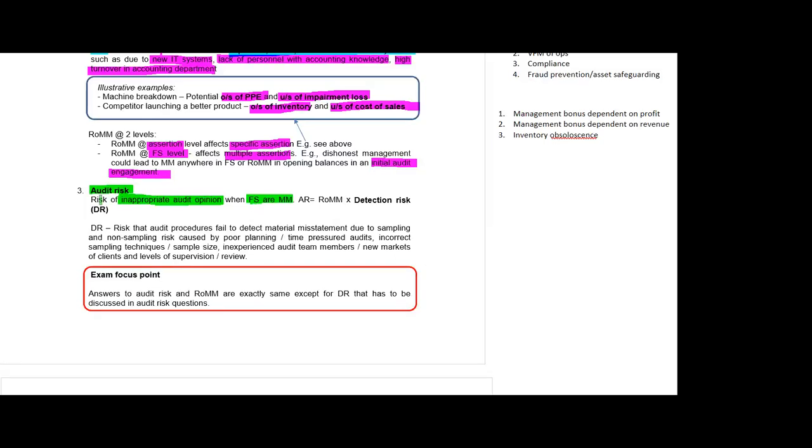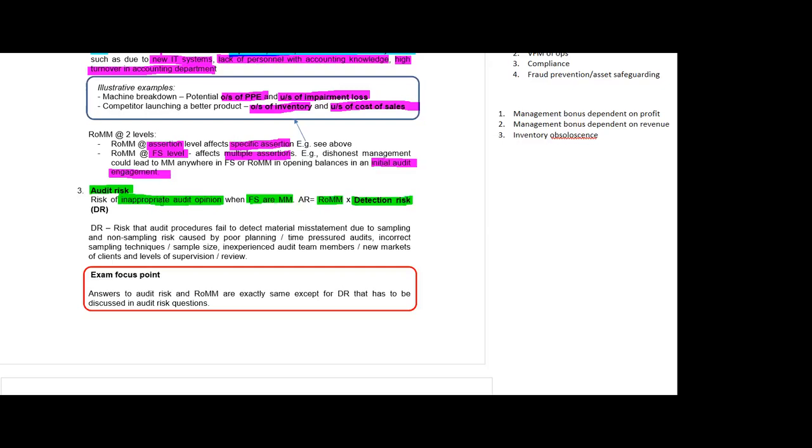So this risk of the auditor expressing an inappropriate opinion while the financial statements are materially misstated is termed audit risk. The good news is audit risk is a function of ROM and DR, detection risk. So it means ROM is a subset of audit risk. Whether it's a question on audit risk or on ROM, what is common? ROM. The additional thing that you need to discuss in an audit risk question is detection risk.